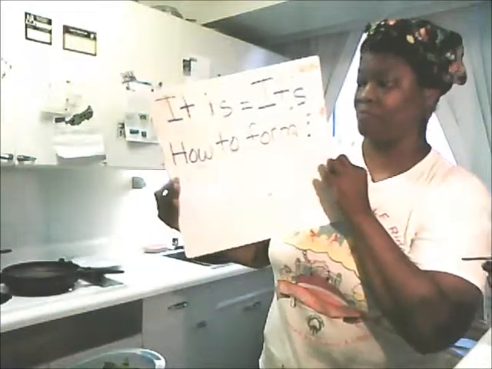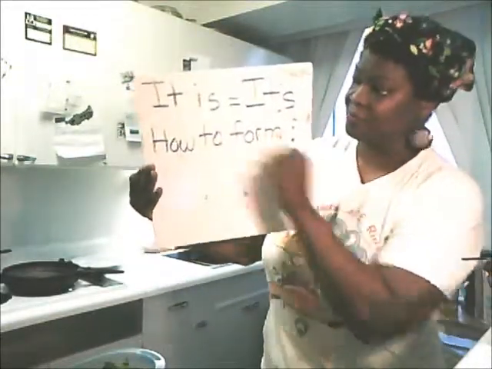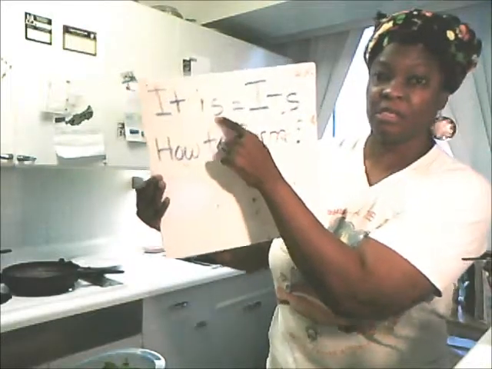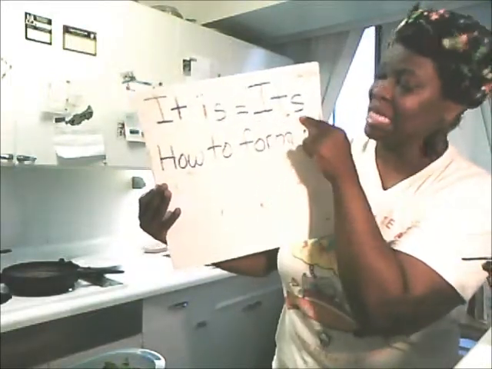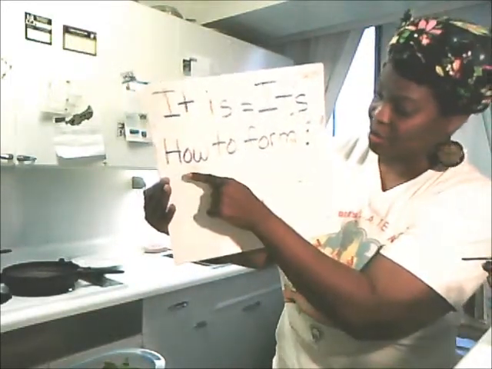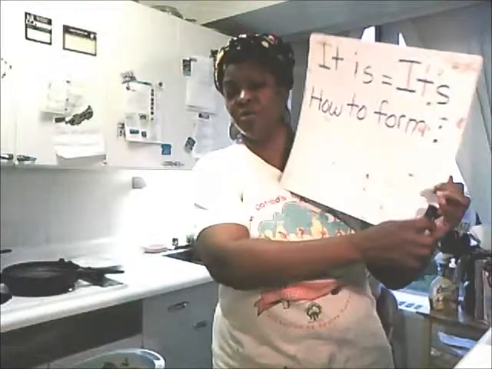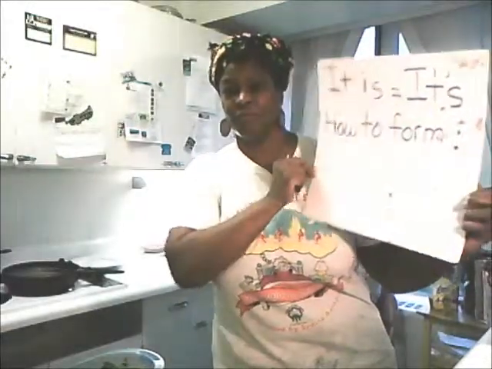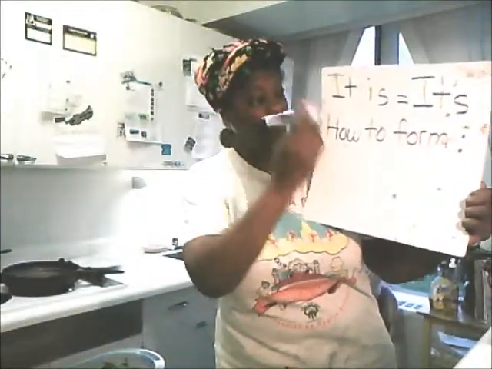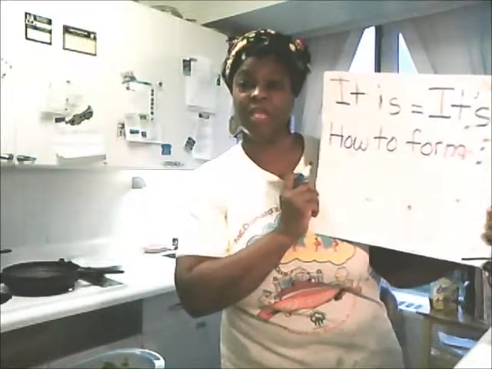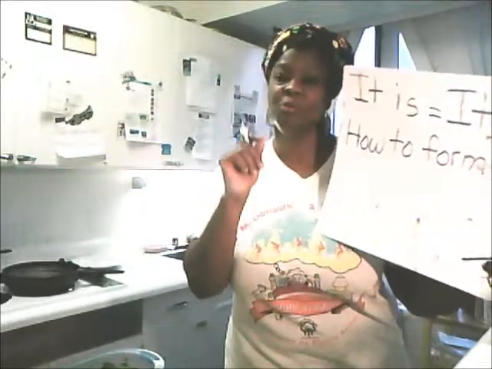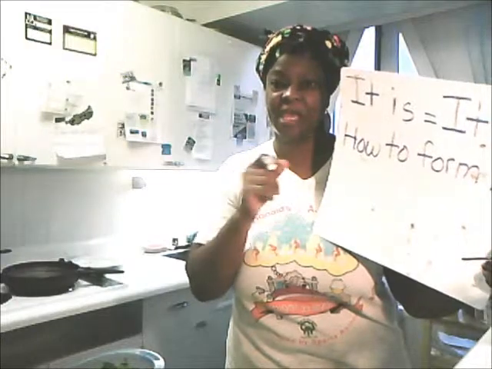Here are some very popular contractions. It is shortened to the word it's. Now, how to form contractions? Well, it's pretty easy. All you do is take the words that you want to shorten and you add an apostrophe and you drop a letter. The meaning will still stay the same.